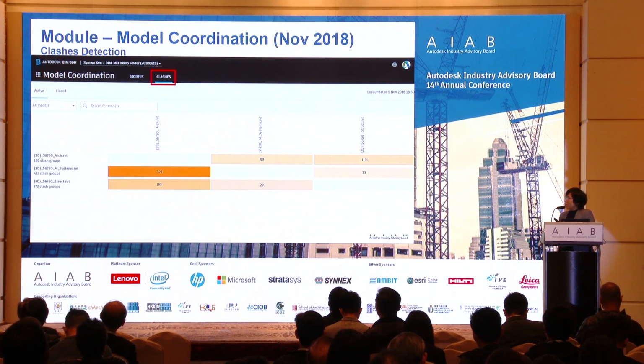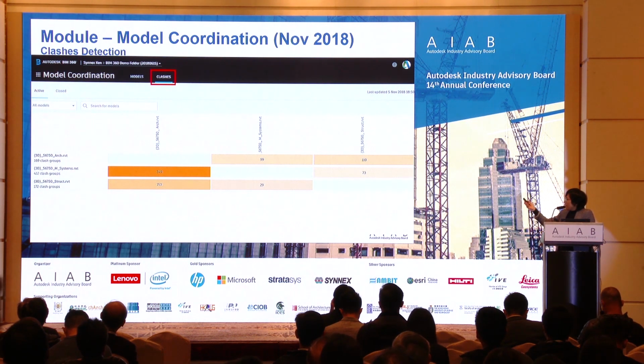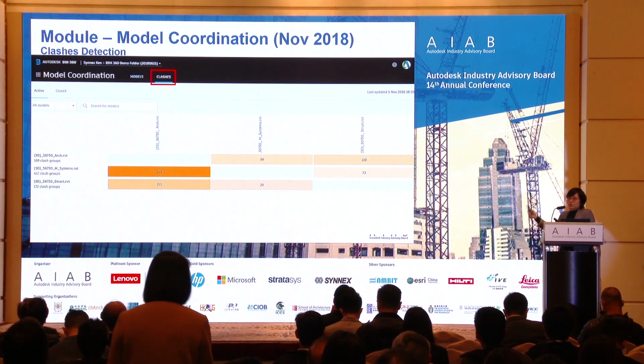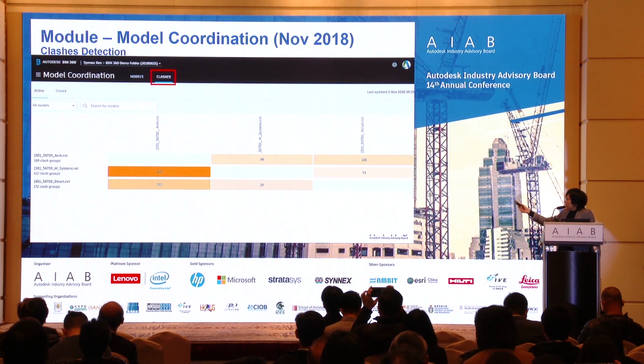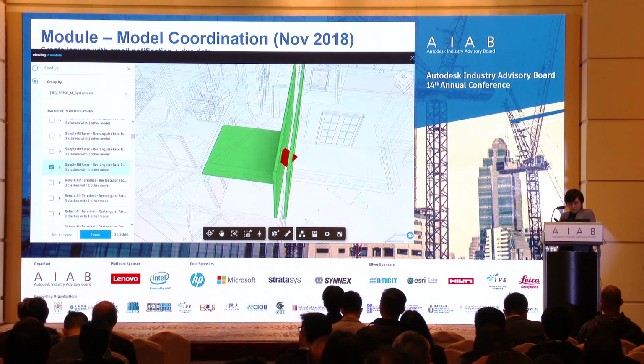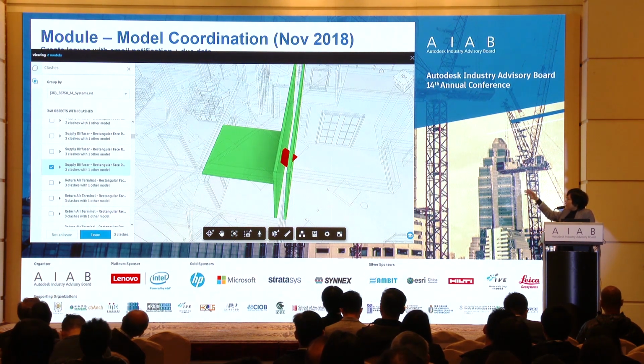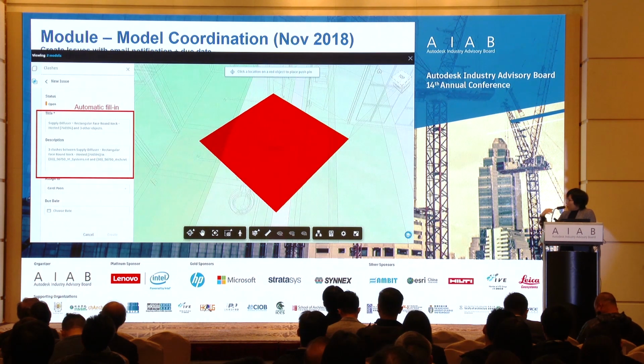Under the glue package, we have the model coordination. You see this table, this is the summary of the clashes. The matrix shows how many clashes there are between different disciplines. And you see that the outcome in the web page will be like this. For example, I found 300 clashes, and this is one of the clashes. It will be listed on the left-hand side, and the details, the elements and names, will be listed.